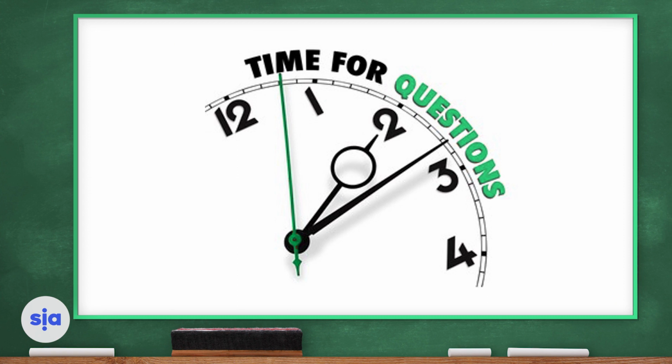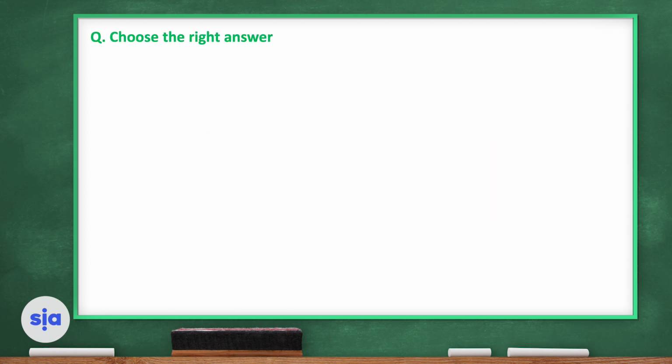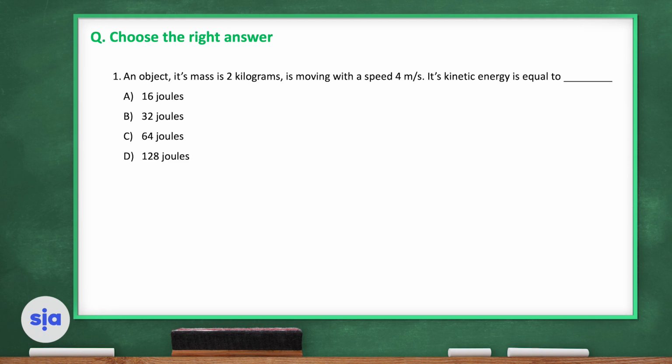Time for questions. Now choose the right answer. An object, its mass is 2 kilograms, is moving with a speed of 4 meters per second. Its kinetic energy is equal to, you have here the speed and you have the mass, 16 joules.